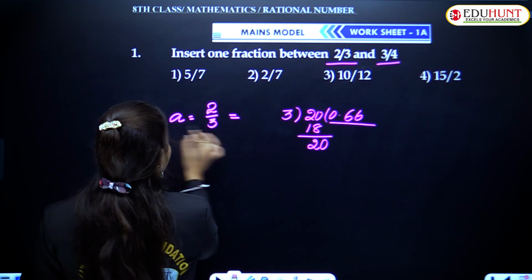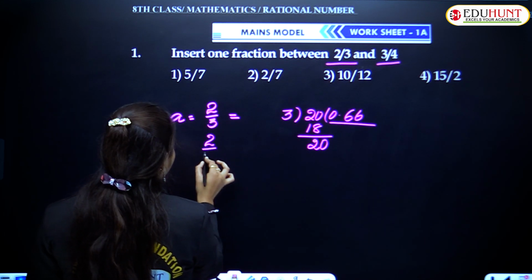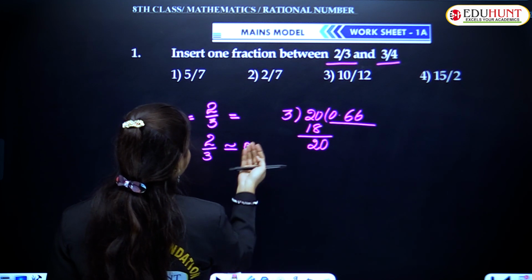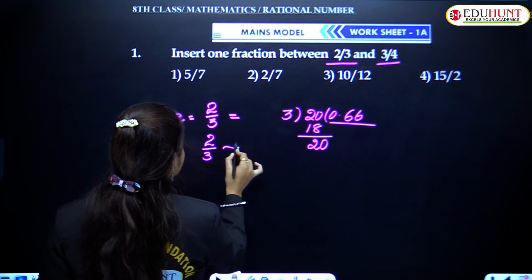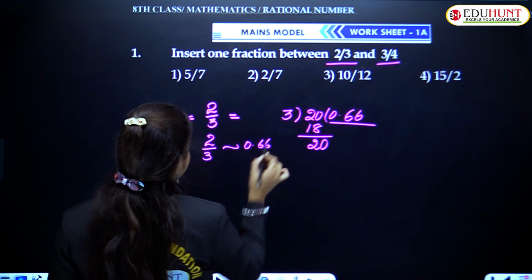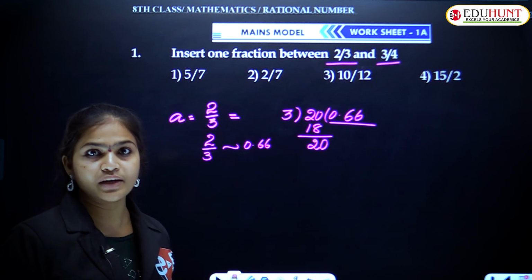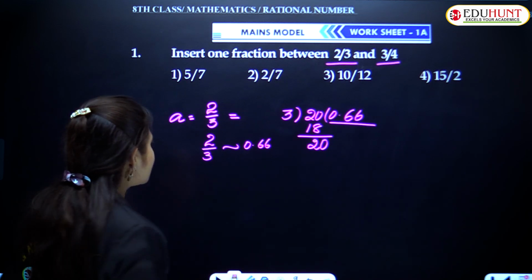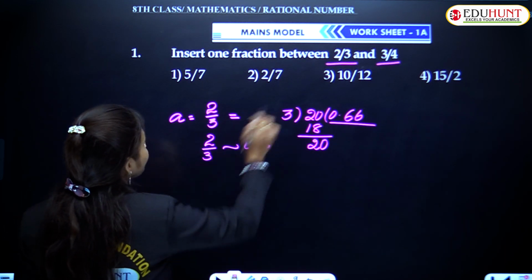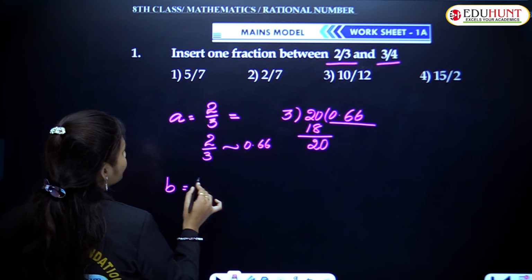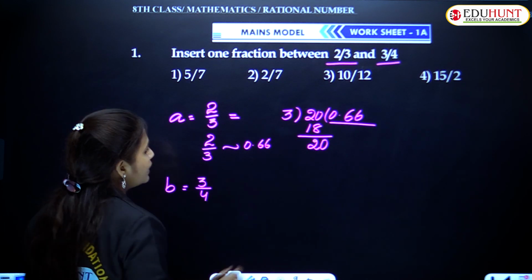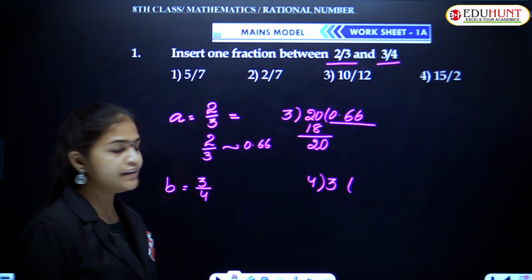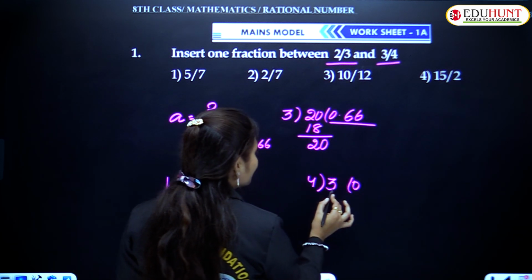So the value of 2/3 is similar to 0.66, an approximate value, not the exact value. Why? Because this is not a terminating decimal, right? That's why it is an approximate value. Next take b equal to 3/4, which means 3 divided by 4. Keep 0 here, because 3 is less than 4.